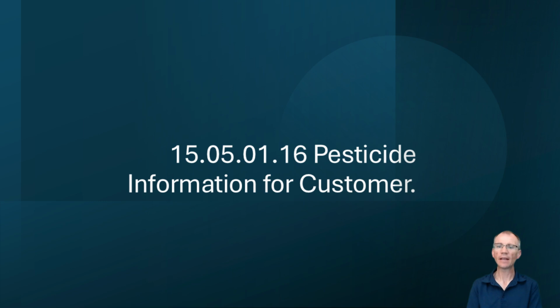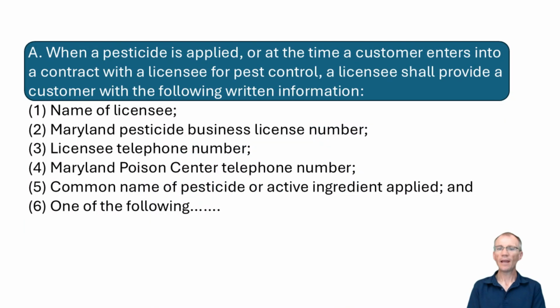15.05.01.16 Pesticide information for customer. A. When a pesticide is applied, or at the time a customer enters into a contract with the licensee for pest control, a licensee shall provide a customer with the following written information. 1. Name of licensee. 2. Maryland Pesticide Business License Number. 3. Licensee telephone number. 4. Maryland Poison Center telephone number. 5. Common name of pesticide or active ingredient applied. And 6. One of the following.